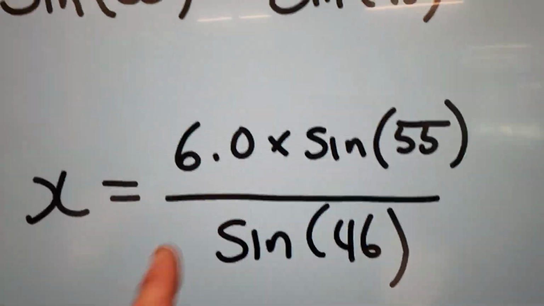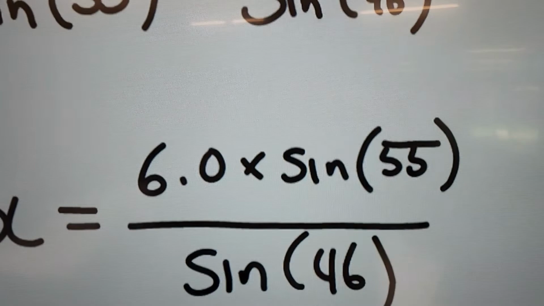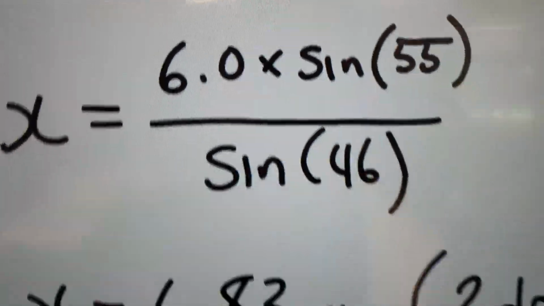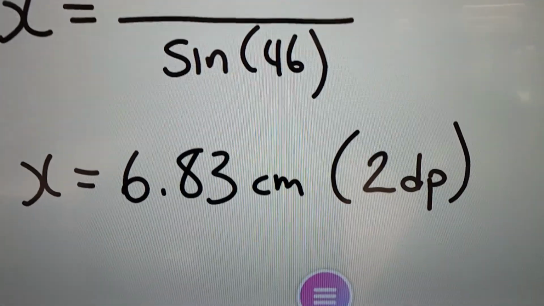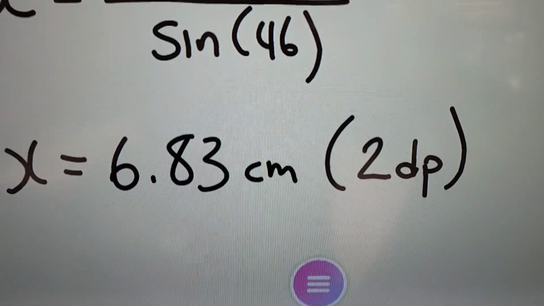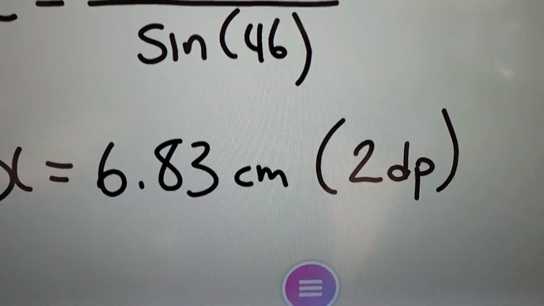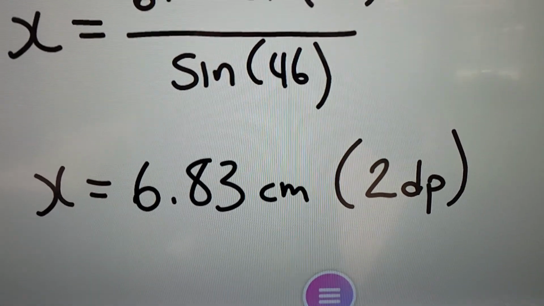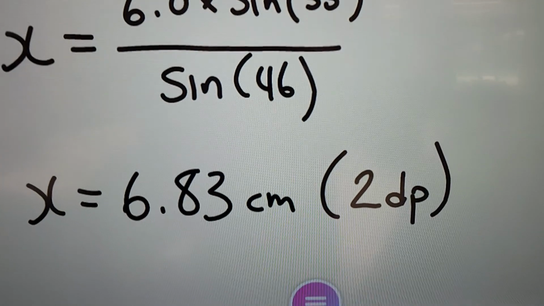So into the calculator, 6.0 times sine of 55 equals that answer divided by the sine of 46. We get X is 6.83 centimeters rounded to 2 decimal places. Please make sure don't do any rounding till the final step. Otherwise, you might lose a little bit of accuracy.